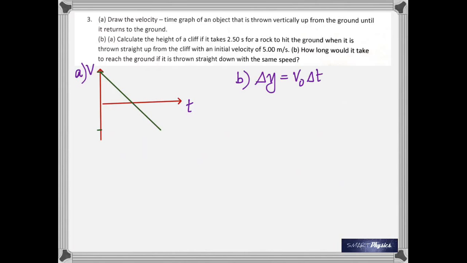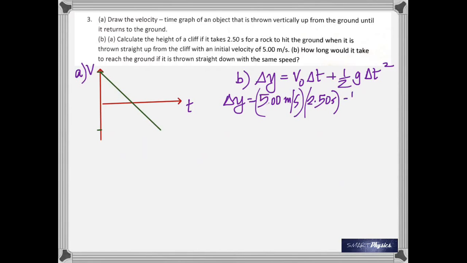Okay, in the B part, you have to calculate the height of a cliff if it takes 2.5 seconds for a rock to hit the ground when it is thrown straight up. The initial direction is taken as positive, so the velocity is positive. It's 5 meters per second. Time is 2.50 seconds, but since it's going up and it's going to decelerate, g is negative 9.8, and that multiplied with half. That's why you have the negative there, and then you have 2.5 squared. You calculate all that, you get negative 18.1 meter.